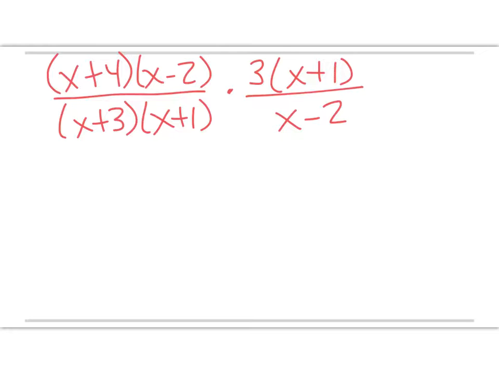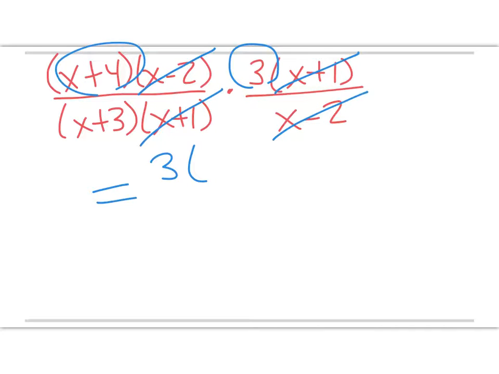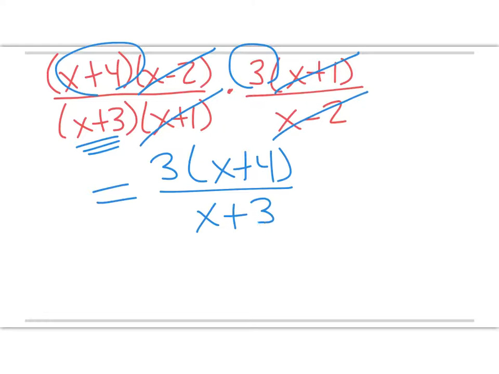All right, let's go factor canceling now. And I see an x minus 2 and an x minus 2, top and bottom. I also see an x plus 1 that can go away. And as it turns out, we're going to finish with 3 times x plus 4 over, the only thing left in the denominator here is this x plus 3. And so we finish at 3 times x plus 4 all over x plus 3.